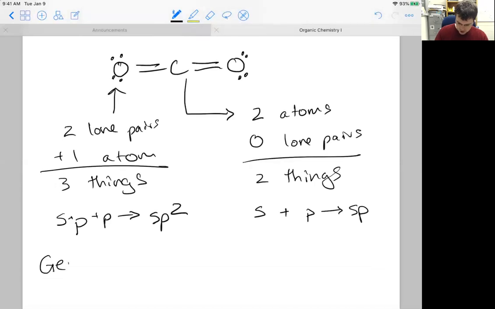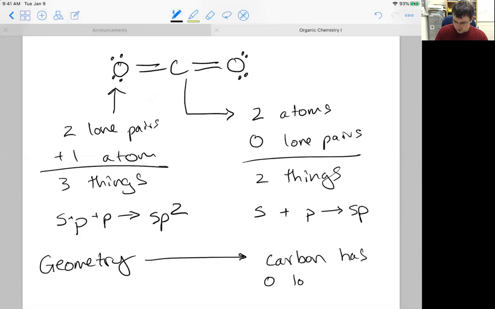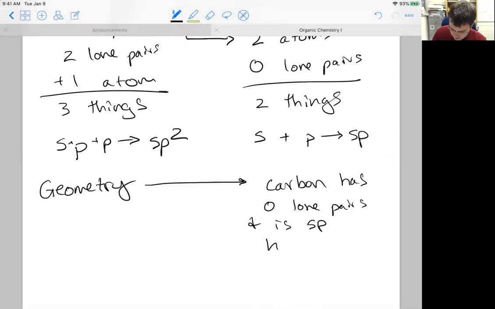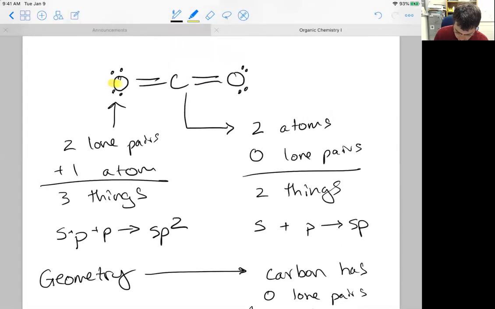Now, what about geometry? Okay, let's start with the sp orbital situation. So carbon has 0 lone pairs and is sp hybridized. Well, that then turns out to be linear. And if you look, linear, we form a straight line where the thing that's actually forming the line is the carbon atom. It's not the oxygen atoms.